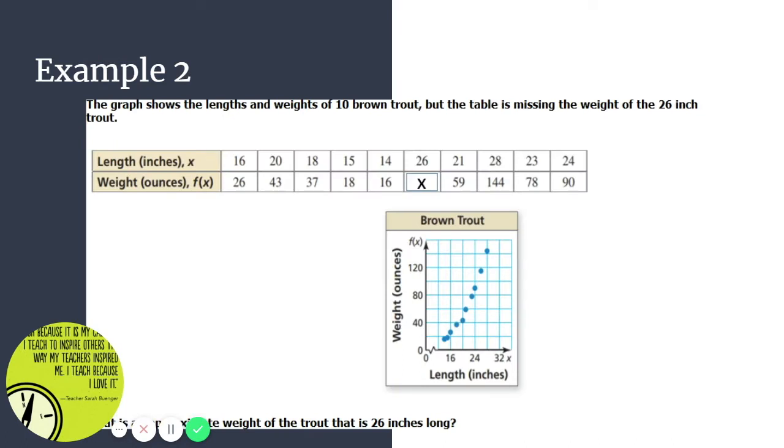Now, looking at example number 2, the graph shows the lengths and widths of 10 brown trout, but the table is missing the weight of the 26-inch trout. We ask that you pause the video at this time and use the data that is on the graph to determine the weight of the trout that is 26 inches long. After you have made your decision and written down your value, please come back to the slide and press play so that we can go over your answers.